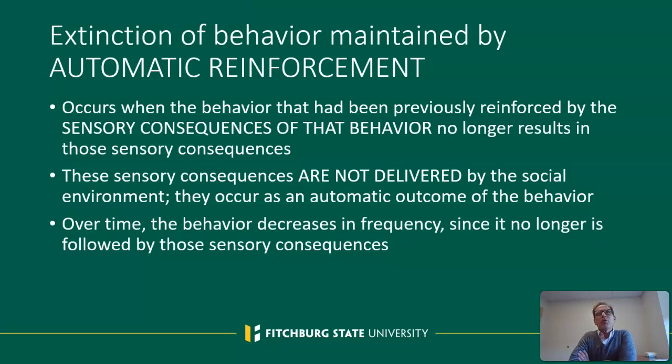Finally, we've got extinction of behavior maintained by automatic reinforcement. And this occurs when the behavior that had been previously reinforced by the sensory consequences of that behavior no longer results in those sensory consequences. It's important to remember with automatic reinforcement that these sensory consequences are not delivered by the social environment. They're things that occur as an automatic outcome of the behavior.